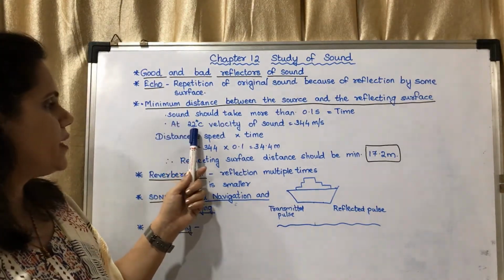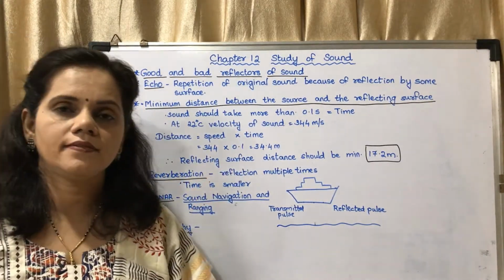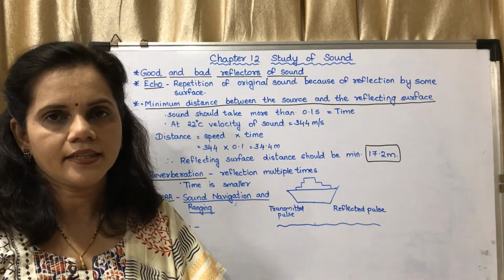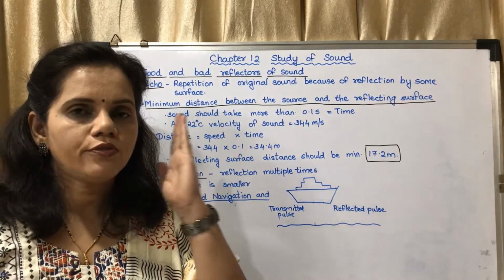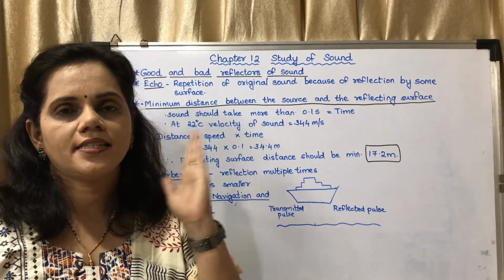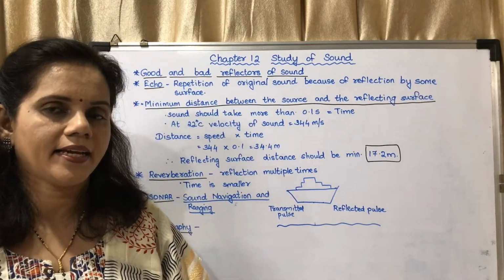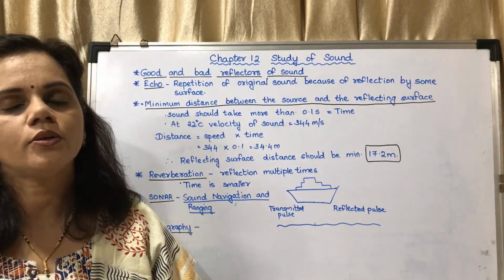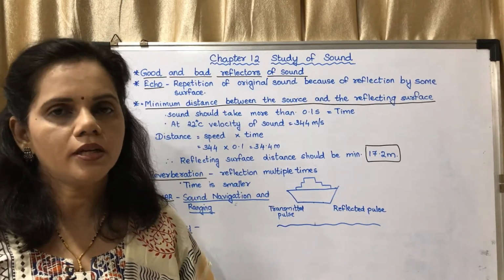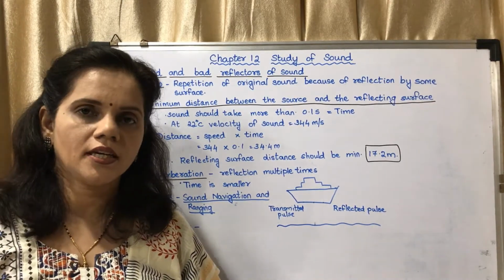Next, at 22 degrees Celsius, the velocity of sound is 344 meters per second. This has been calculated. The sound which falls on the ear should have a gap of 0.1 second, otherwise we won't be able to understand. We are able to hear the sound, but we won't be able to understand what the person is talking about.